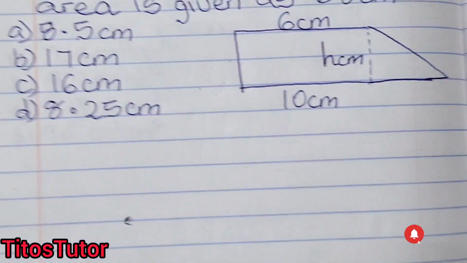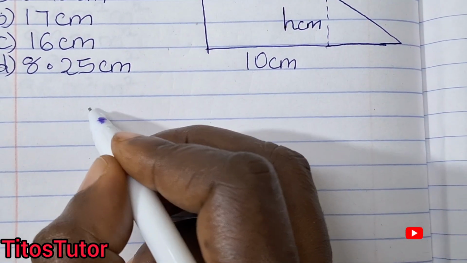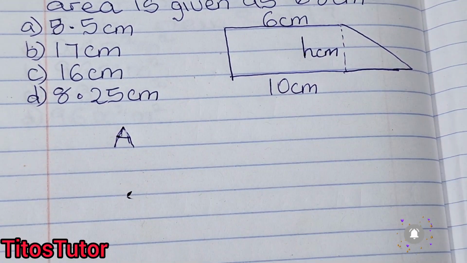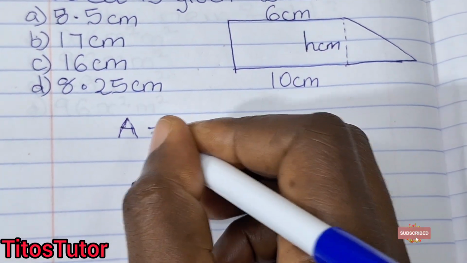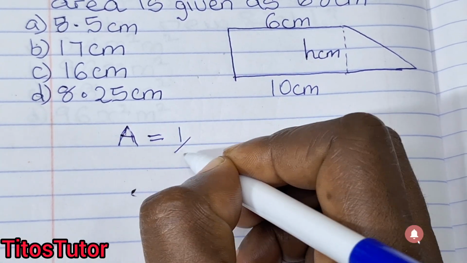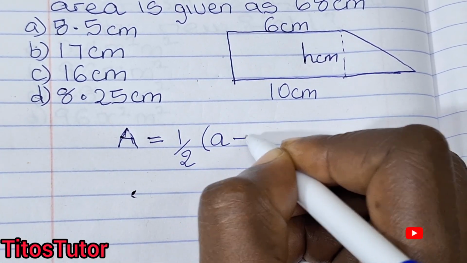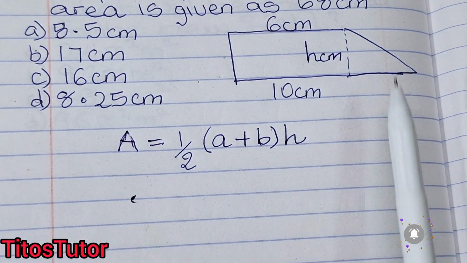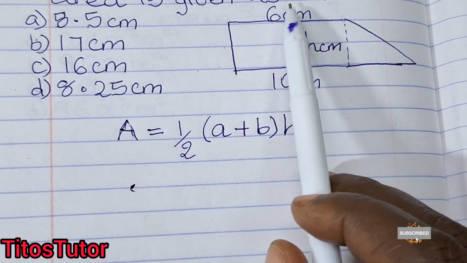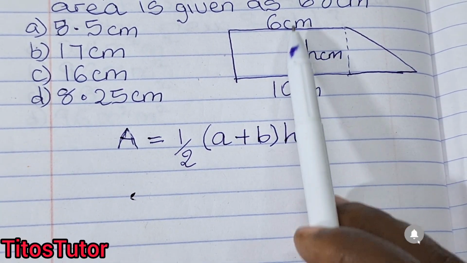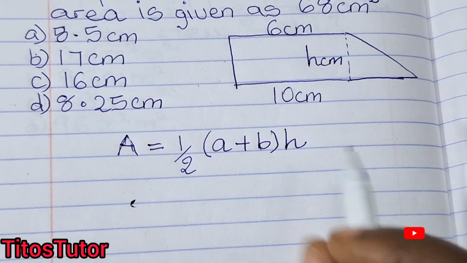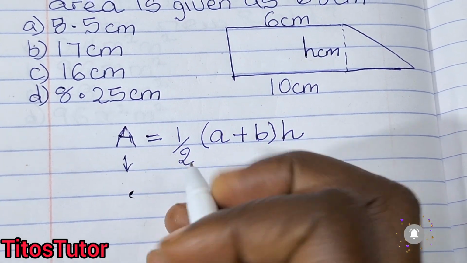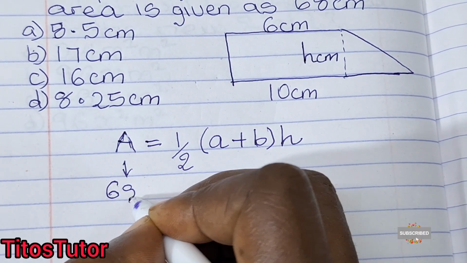Okay. So the area is equal to half (A plus B) multiplied by H. Your A and your B are the two parallel sides of your trapezium. So remember that your area is 68. So all you need to do is start substituting.